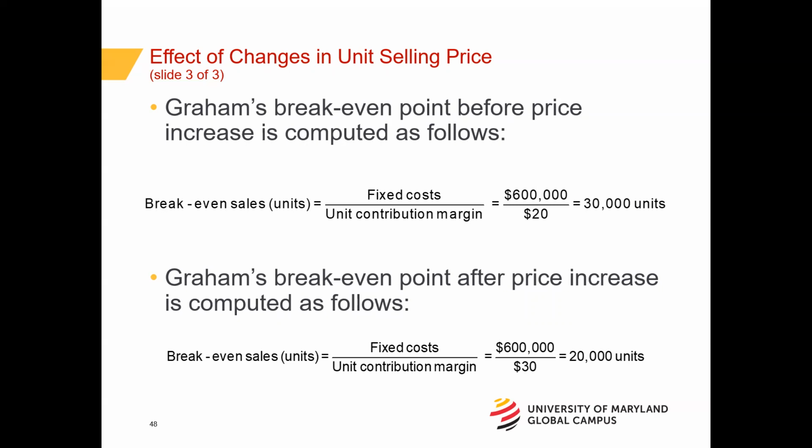If I raise my sales price by $10, that means my unit contribution margin has also increased by $10 because my variable costs remain the same. So if I raise my price, I take my fixed cost, 600,000, divided by my new unit contribution margin of $30 equals 20,000 units I need to sell in order to break even.